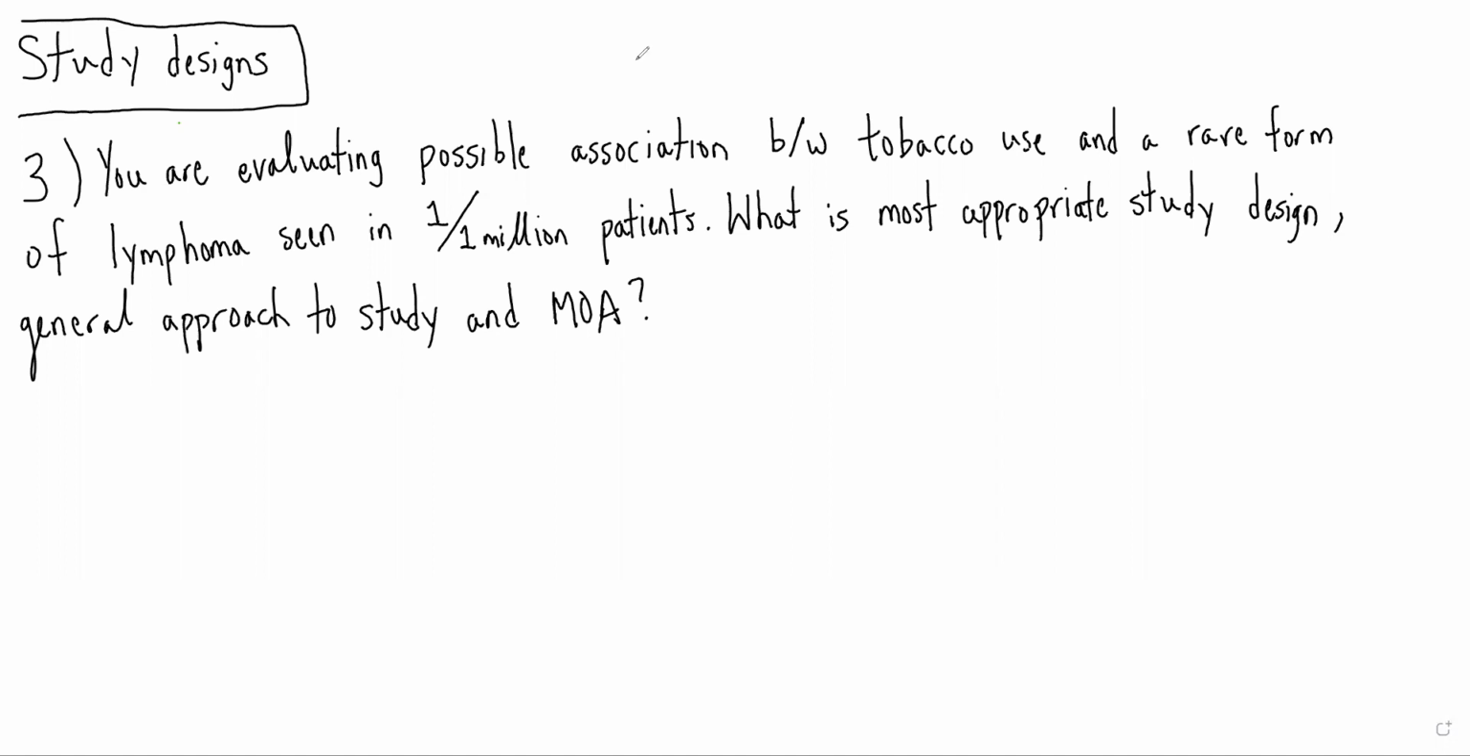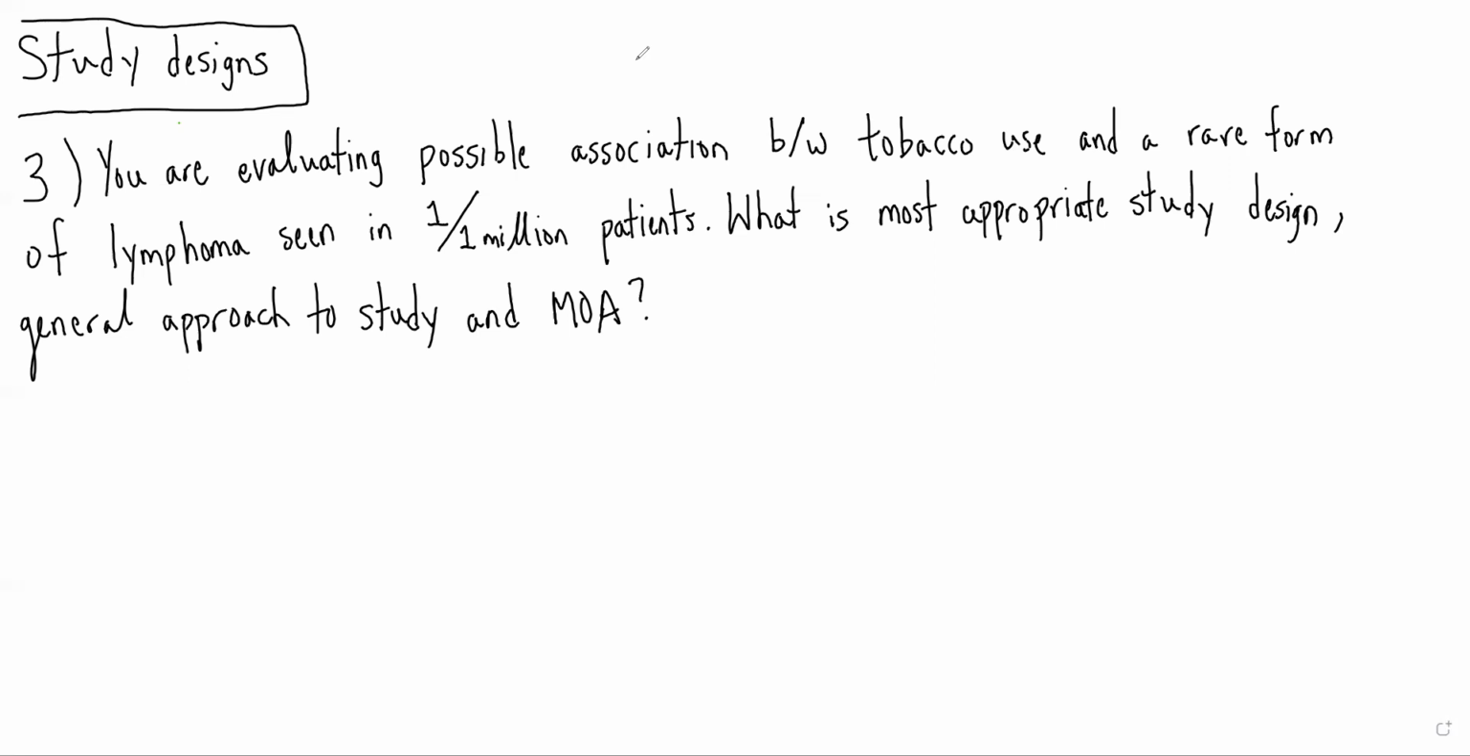So in this case, we're evaluating for a possible association between tobacco use and a rare form of lymphoma seen in 1 in a million patients. And we were asked, what is the most appropriate study design? What is the general approach to this study design? And what would be the appropriate measure of association in this case?